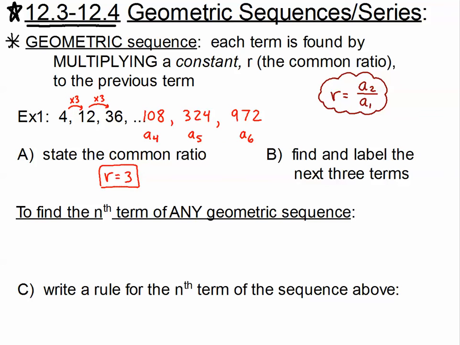So our first formula, and the only formula in this tutorial, to find the nth term of any geometric sequence, is a sub n equals a sub 1 times r raised to the n minus 1 power. That's the formula to find any term of a geometric sequence. Notice this time that our first term is a coefficient, r is a base, and our exponent has our variable n.